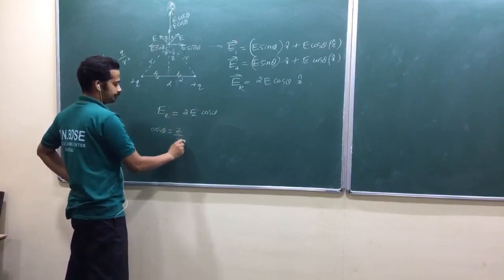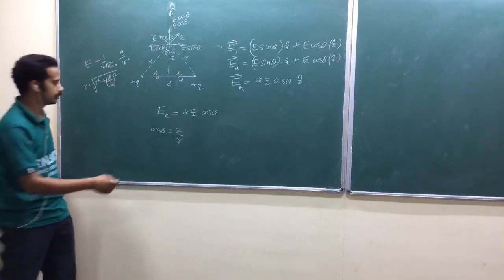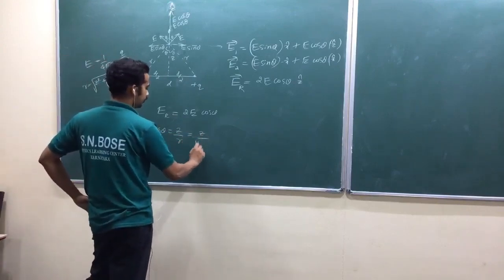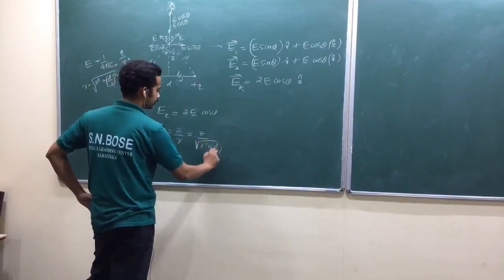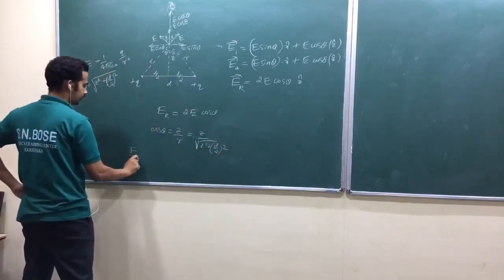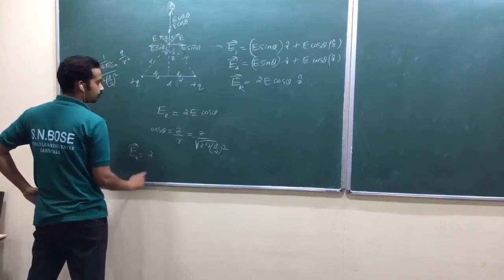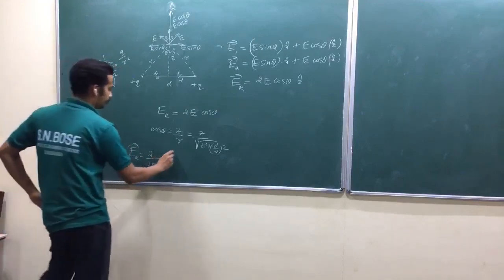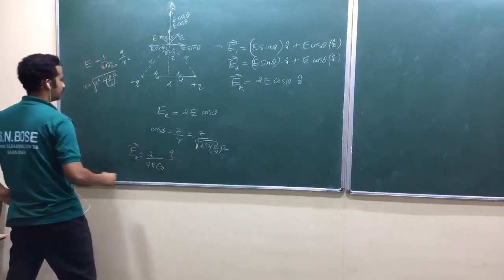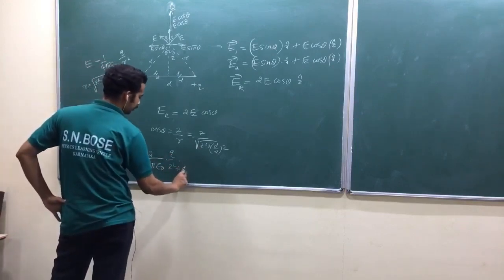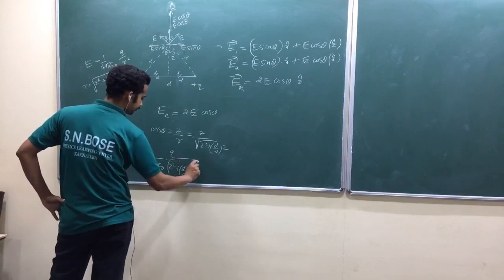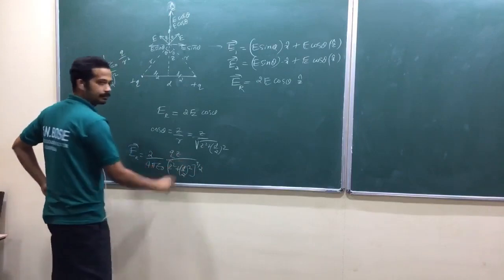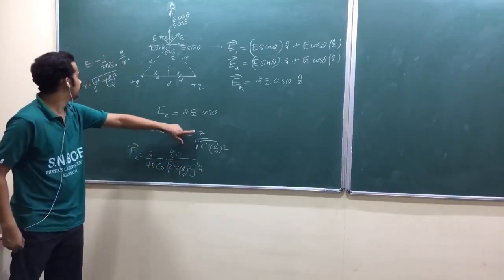Z by r, adjacent side by hypotenuse. So that's why that's equal to z by root of z square plus d by 2 the whole square. So when you substitute your resultant electric field, that's equal to 2 times E, which is 1 by 4 pi epsilon naught q by, so this one I think you will get z square plus d by 2 the whole square whole power 3 by 2, check it out, and z here, z because of this one, qz.